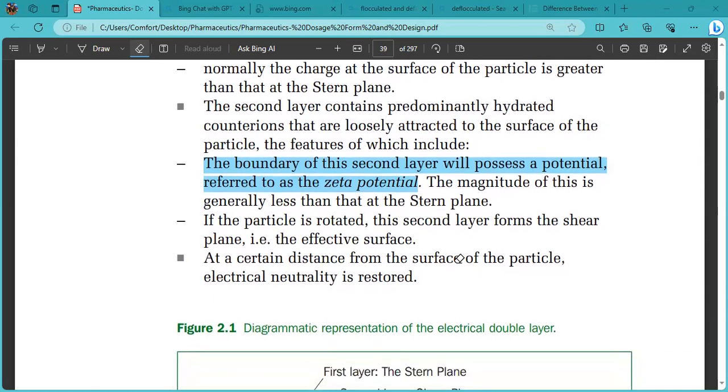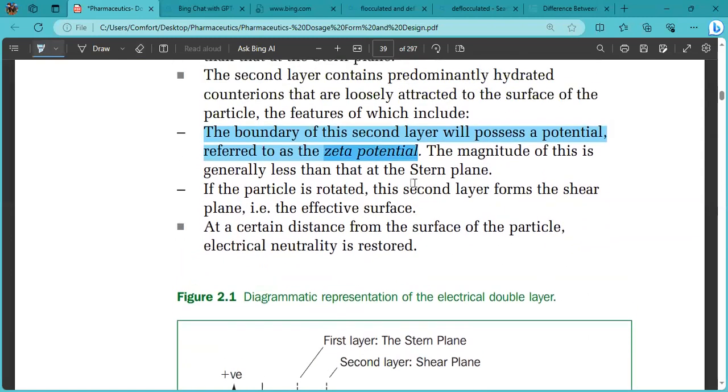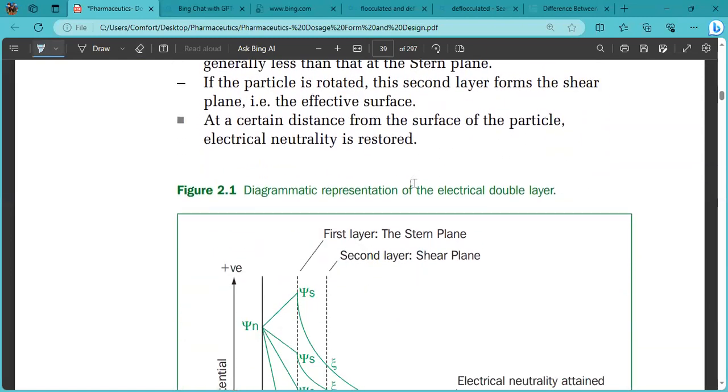So these two, the Nernst potential and the zeta potential, play a role in pharmaceutical preparation. They're used a lot in explaining things like stability and the different kinds of suspensions, because as we're going to discover later, there are two types of suspensions: the flocculated suspension and the deflocculated suspension.